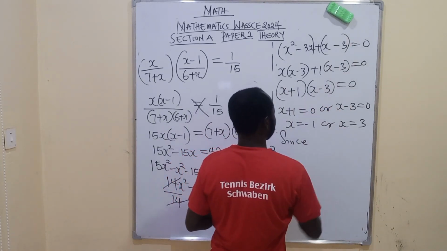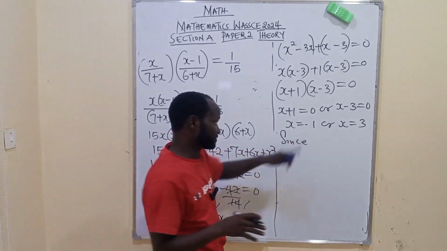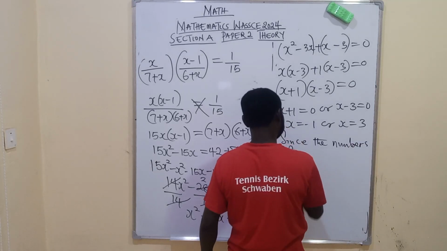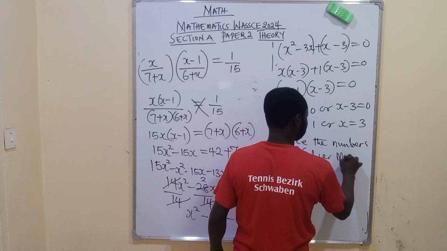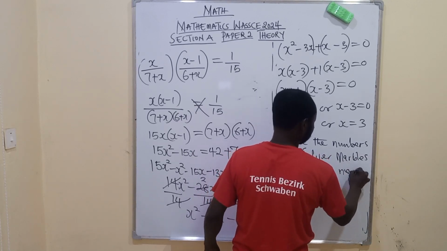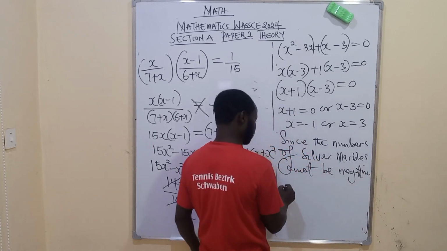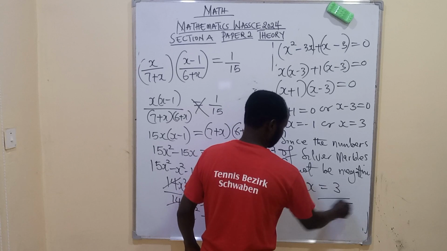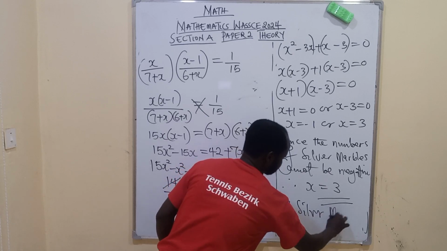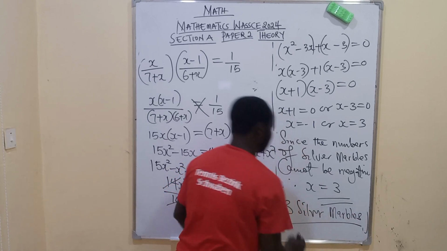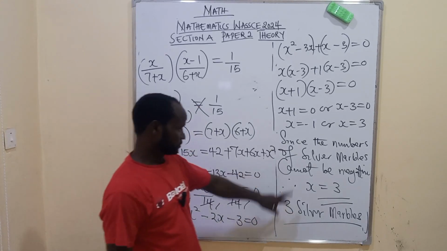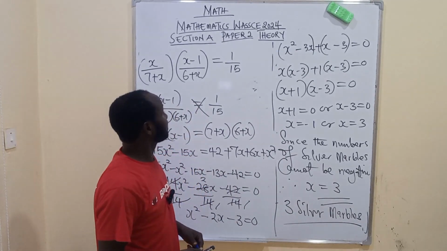The conclusion now is, since the number of silver marbles cannot be negative. Since it cannot be negative, therefore x is equals to 3. So the answer is 3. So we can say 3 silver marbles. So there were 3 silver marbles in the basket. So we are asked to find the number of silver marbles. So 3 is the answer to this problem.